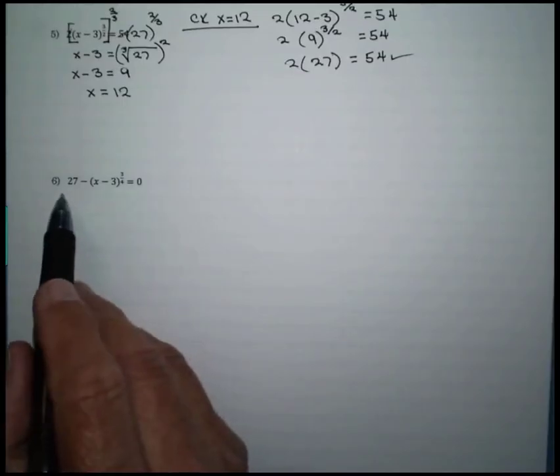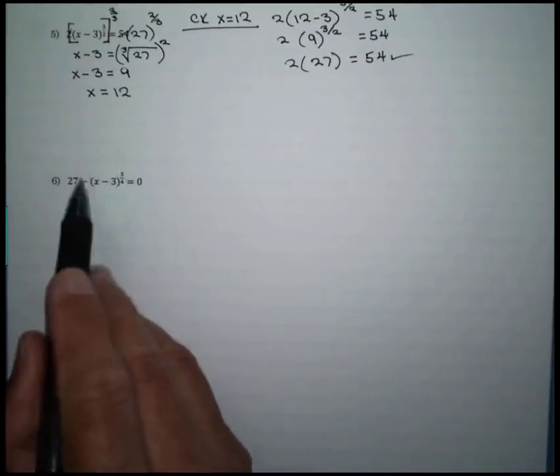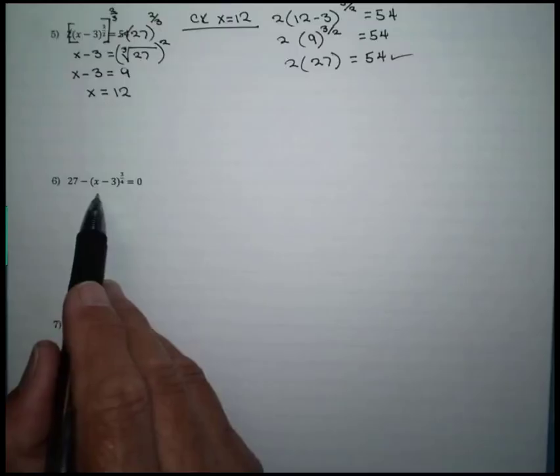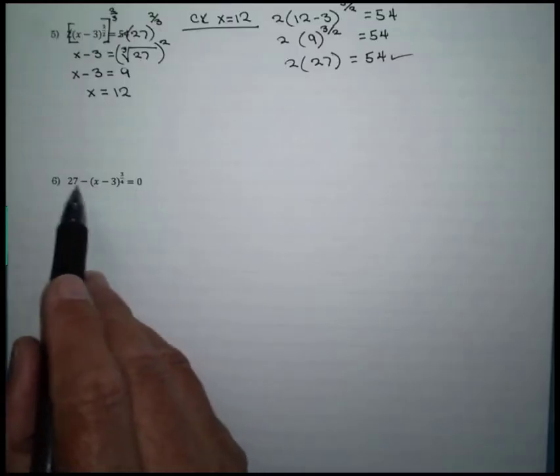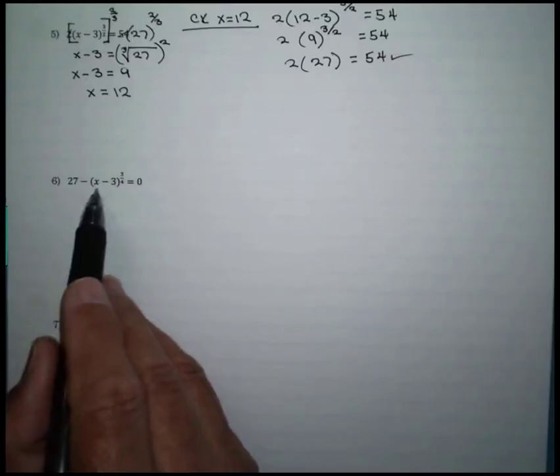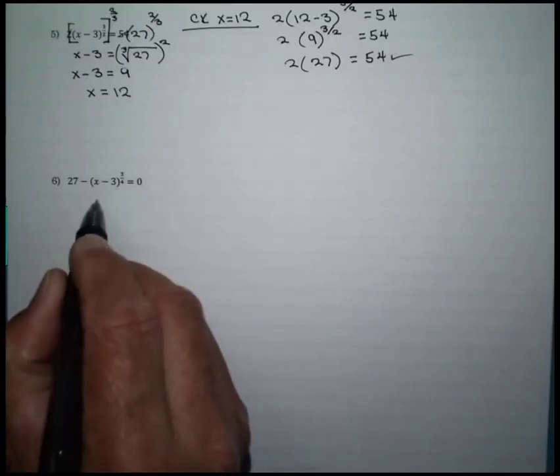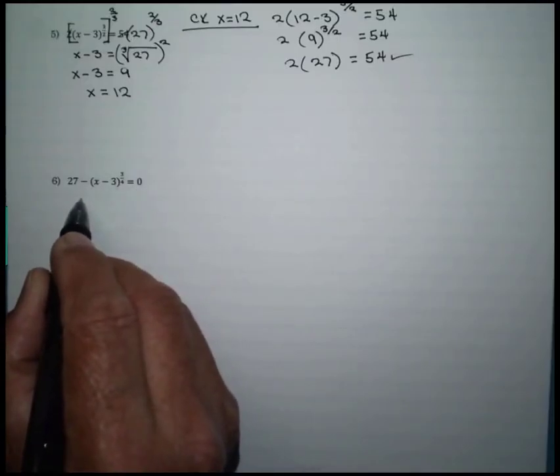Okay, for number 6, we've got 27 minus, and there's our binomial with the rational exponent, isn't it? Equal to 0. And I'm going to get rid of everything over here except for that term. And so I have to subtract 27. Now, this one is a little more awkward for me.